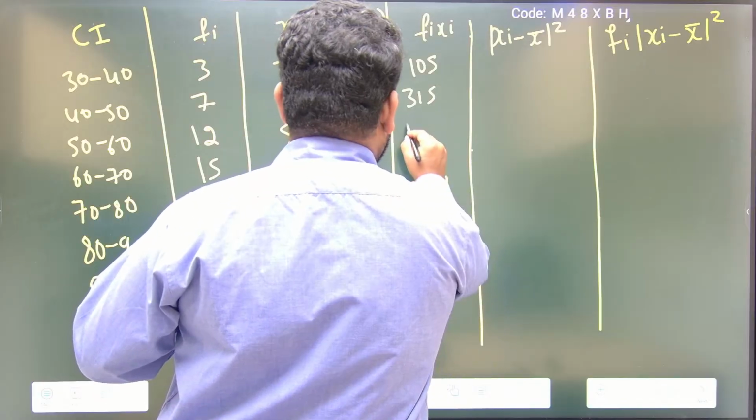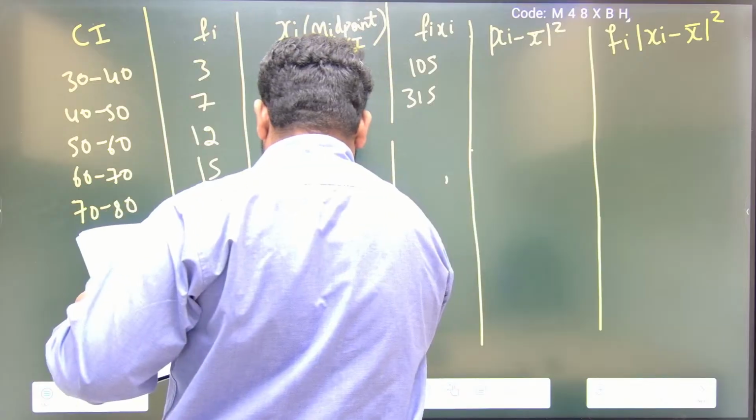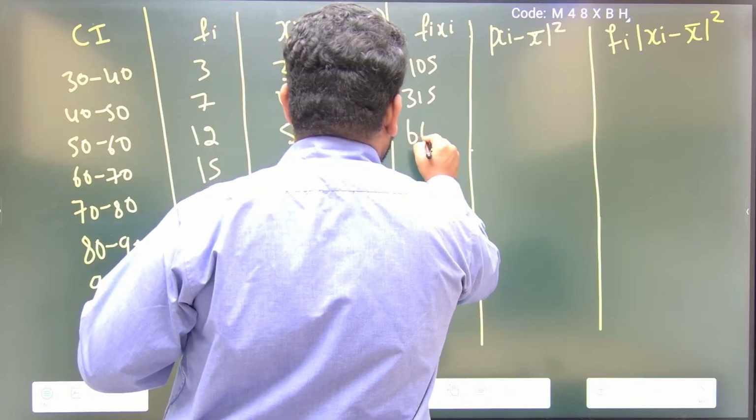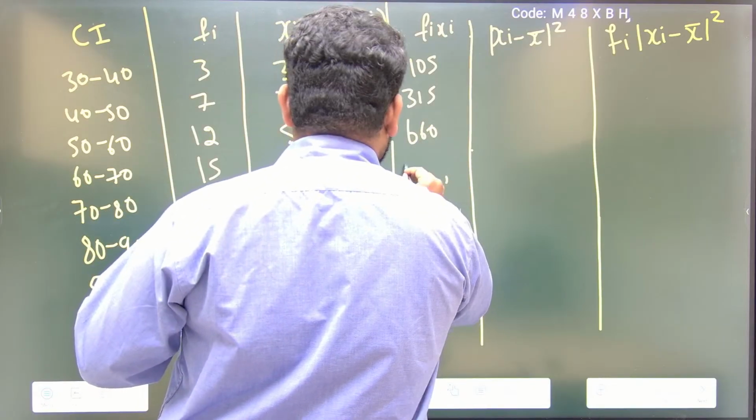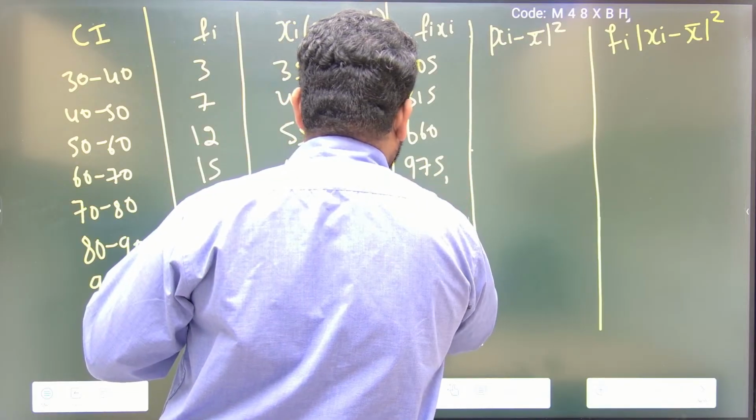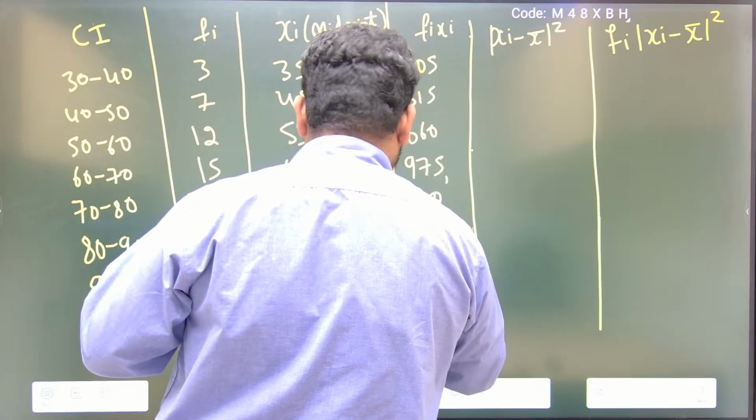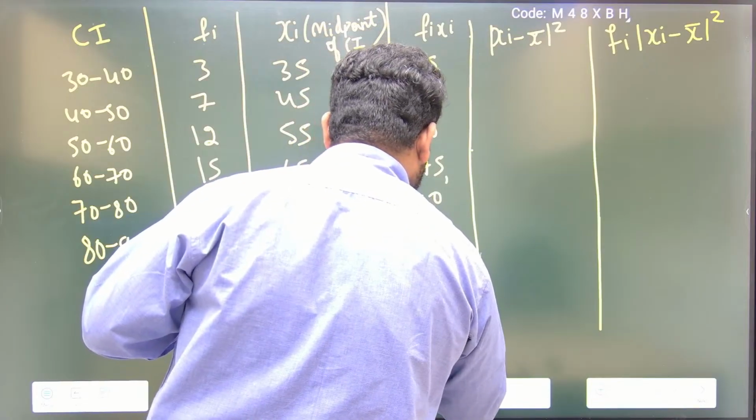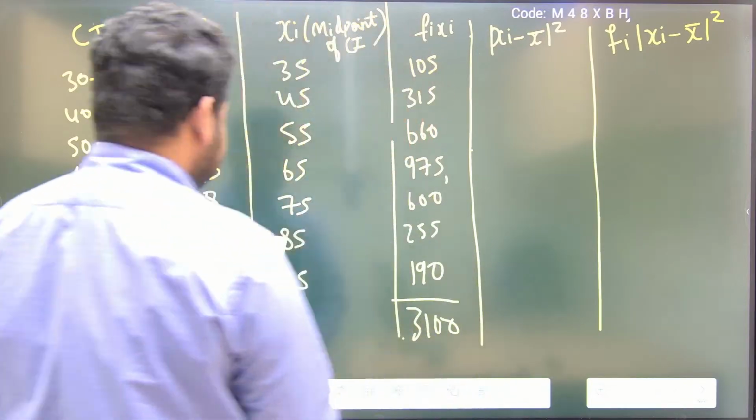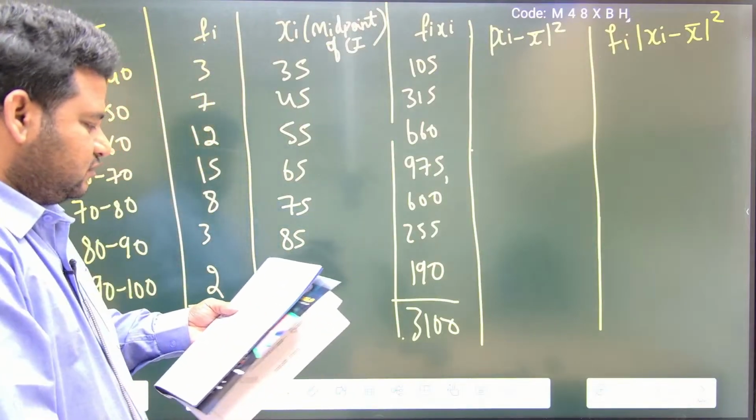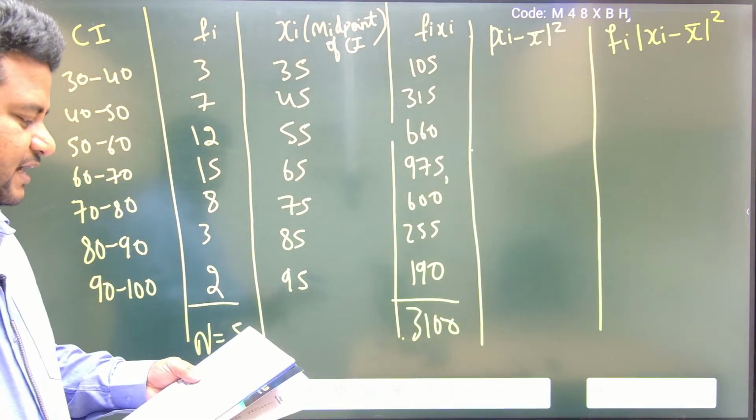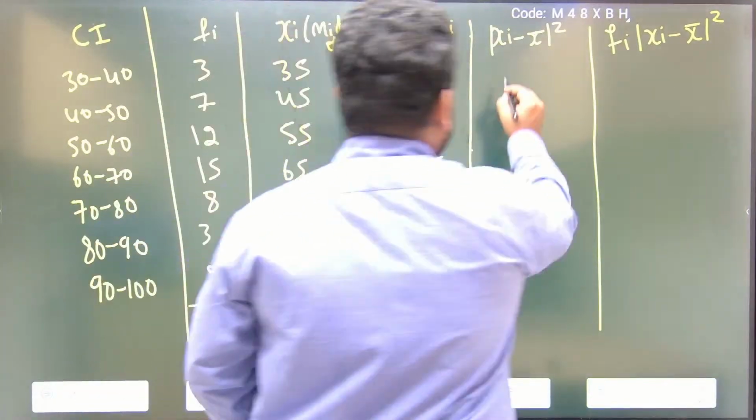This will be 660, 660. This will be 975. This will be 600. This will be 255. This will be 190. And the summation of fi xi, we are having 3100. And xi minus x bar, directly we can do it. We will get it as 729.